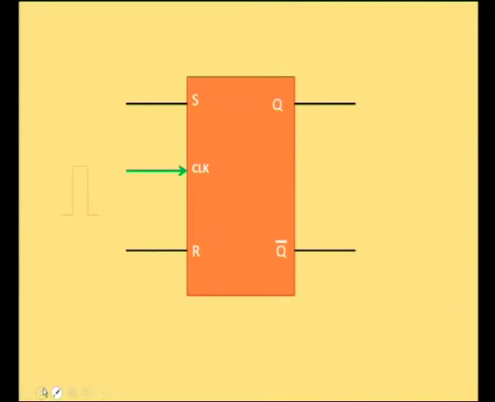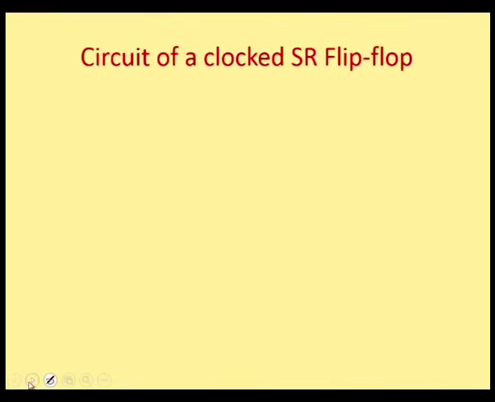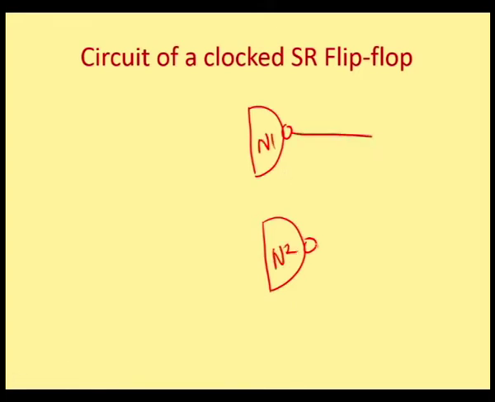Yes, this is a block diagram of an RS flip-flop using a clock. How are we going to add a clock? Using an AND gate. Let's look at how we can construct a clocked SR flip-flop using two NAND gates. I need two NAND gates, N1 and N2, with the outputs Q and Q bar.